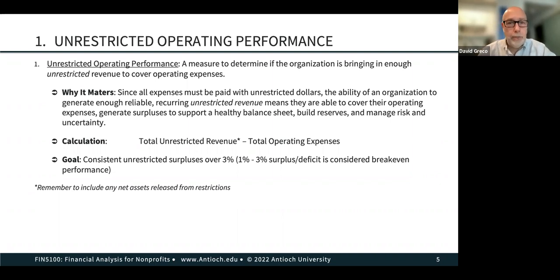But we've talked about this. This was week 2 when we looked at the income statements, the statement of activities. Remember, I said, focus on the unrestricted column. And that's really, I think, the number one question, because the first question is, are we bringing in enough revenue to cover operating expenses? And we're really talking about unrestricted revenue. And that's what this calculation is.